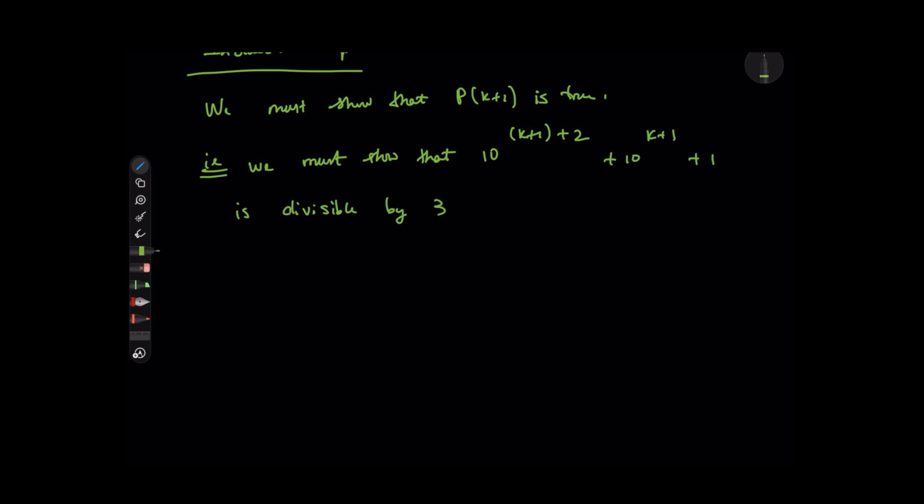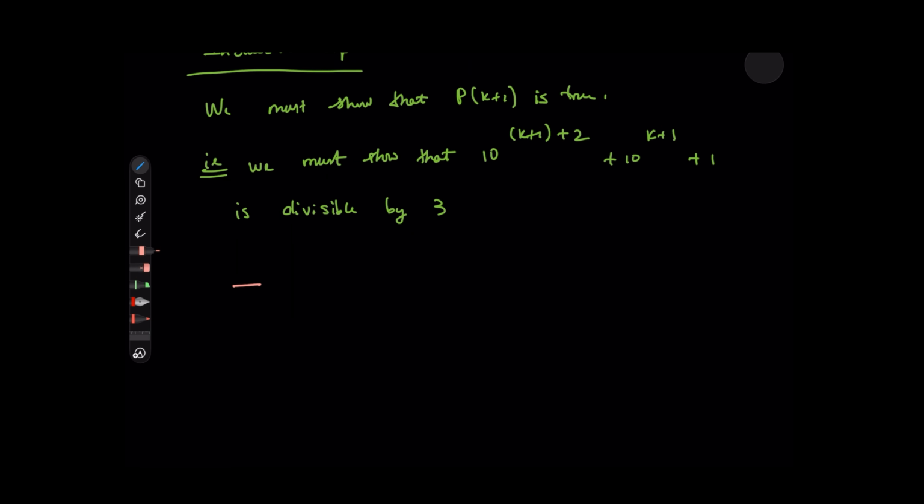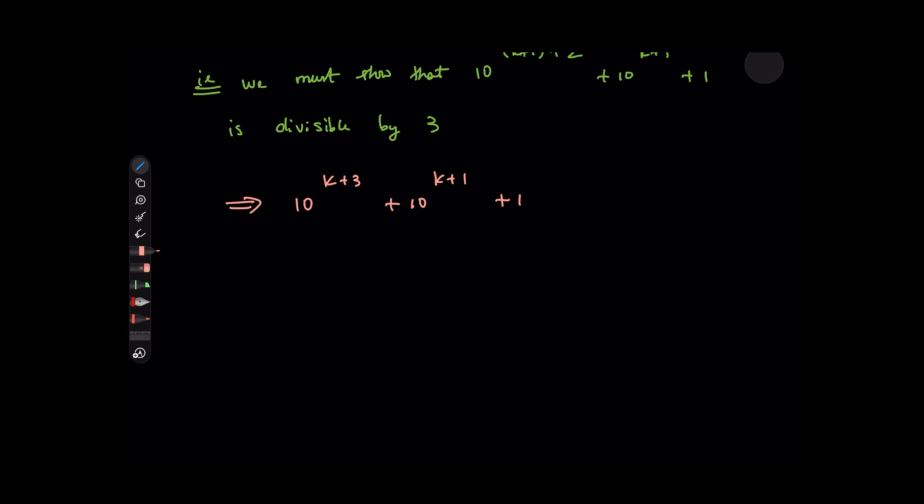So let me simplify this now and then start to work on the inductive step. Okay, so this means that now I am starting with 10 to the power of k plus 1 plus 2, that's 10 to the power of k plus 3, plus 10 to the power of k plus 1 plus 1. Okay, now we have a little bit of a choice here. Now the factorization here and the way that we expand this in order to use back the inductive hypothesis has to be done very carefully.